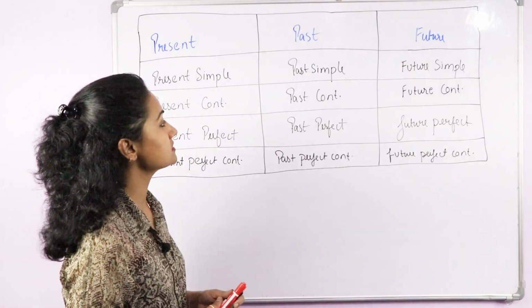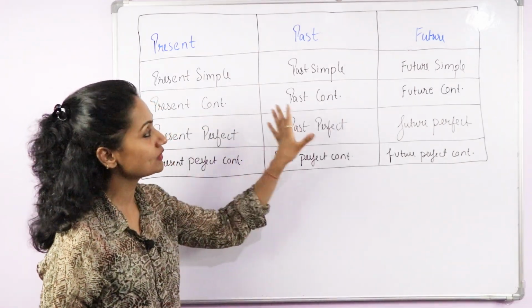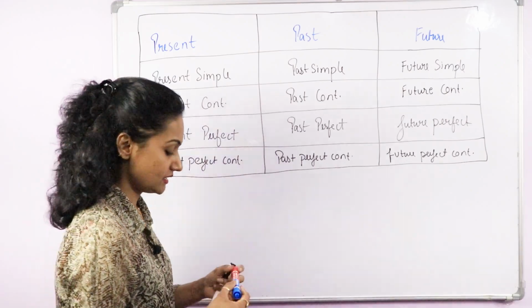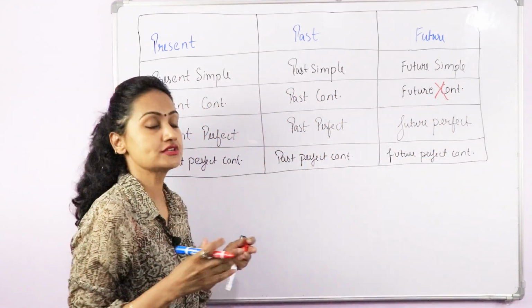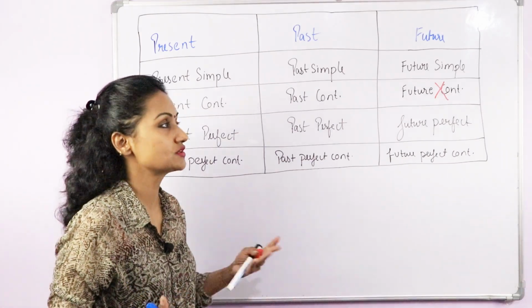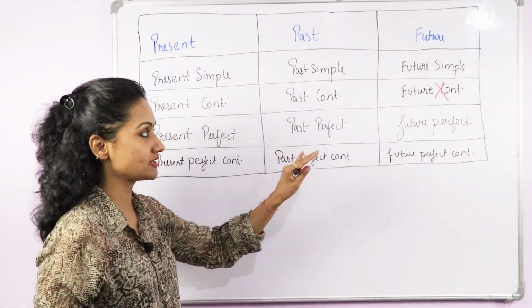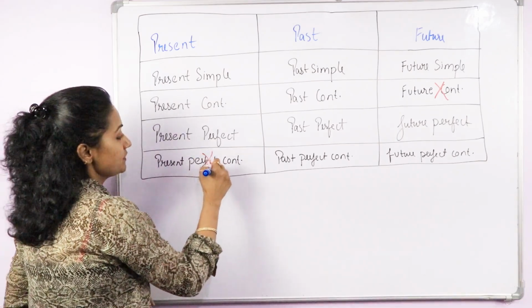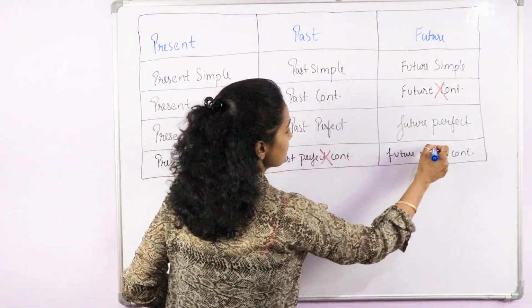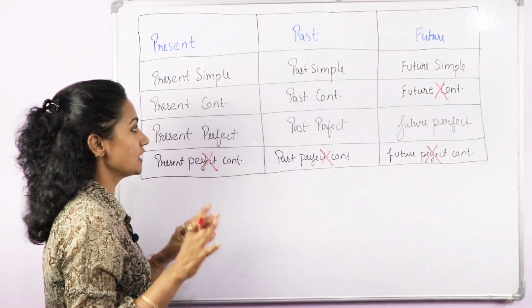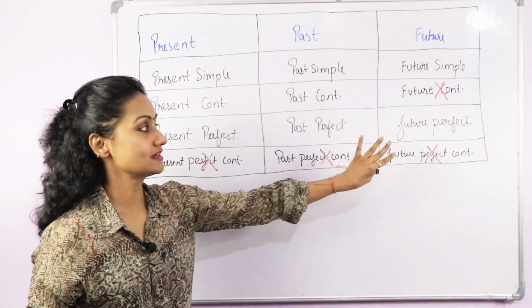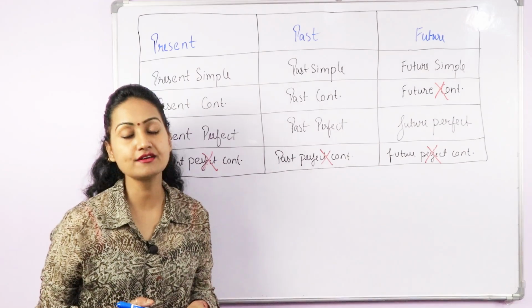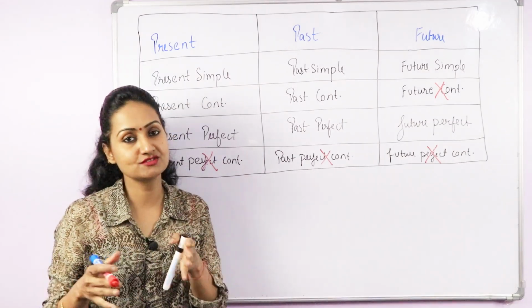Now we cannot make passive sentences in all these categories. Like in future continuous, we don't have a passive sentence. We generally don't make passive sentences in future continuous. Then in present perfect continuous, past perfect continuous and future perfect continuous. So now we have how many? 1, 2, 3, 4, 5, 6, 7, 8. So 8 categories we have where we can make passive sentences.